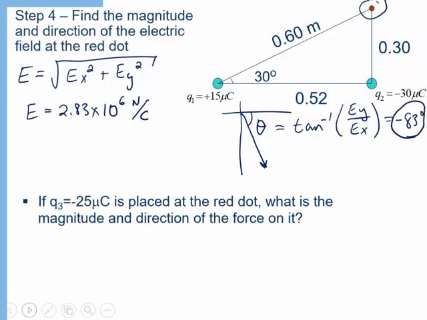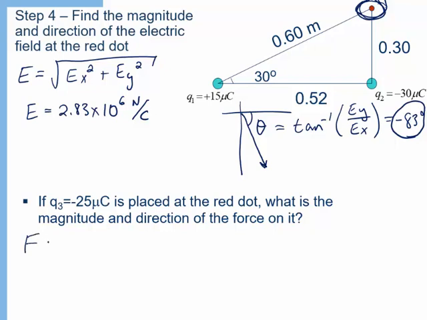So what would happen if we now place a charge at that red dot, at that point in space where we know the electric field? So if Q3 equals negative 25 microcoulombs is placed at the red dot, what is the magnitude and the direction of the force on it? Now, one of the ways you could do that is just use Coulomb's law as we've done before. But that would be a waste of effort because we already know what the electric field is at that point. If we know the electric field at a point in space, then we can calculate the force on a charge that we now place in that electric field.